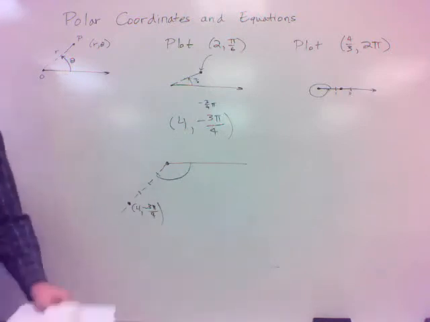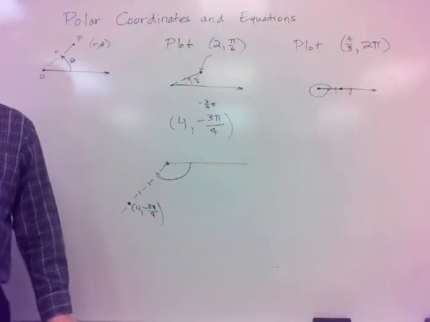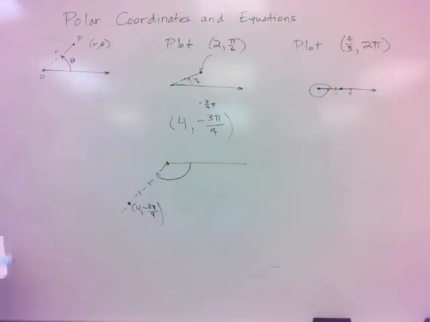If you've ever seen the polar coordinate paper, it is circular. Yeah, it's the radius. It's r for radius.